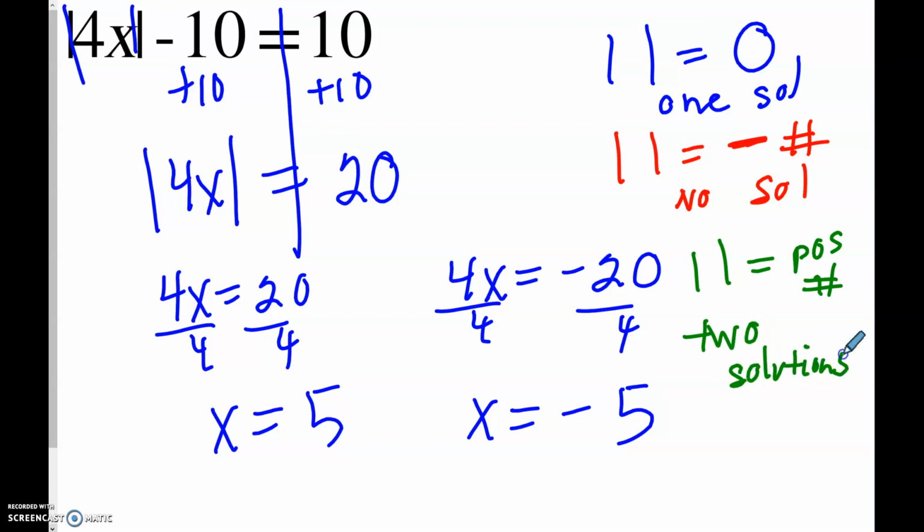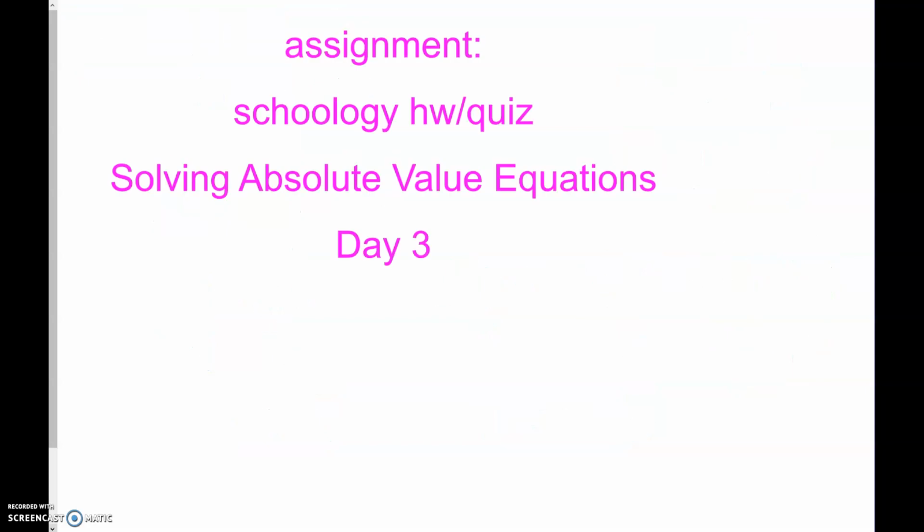All right, so today is going to have a mix of all of them. You might have one solution, you might have no solutions, but most of them are going to be giving you two solutions. Good luck. Your assignment will be a Schoology homework quiz like we've been doing, and it's absolute value equations, day 3.